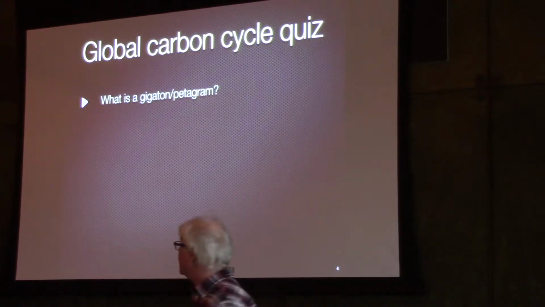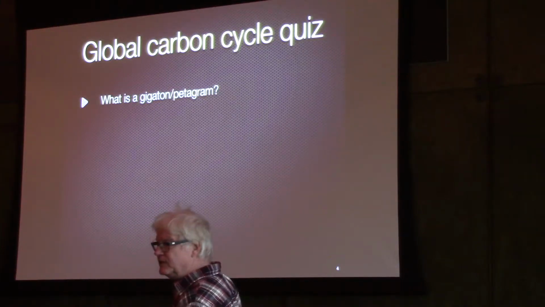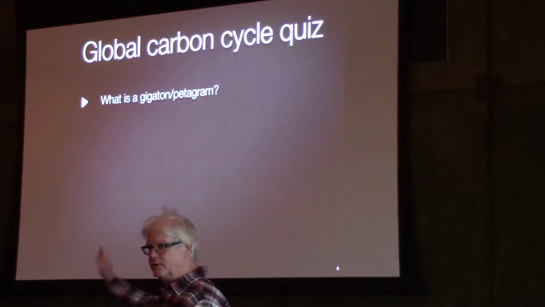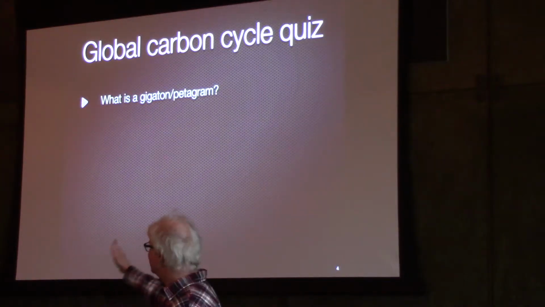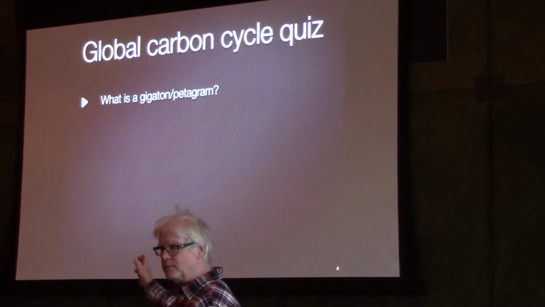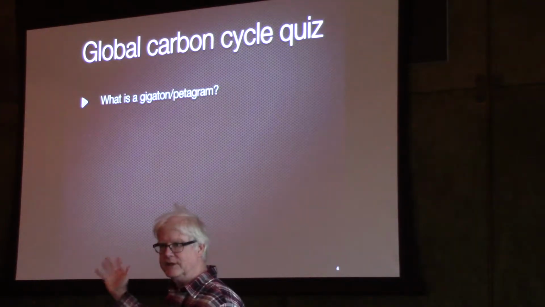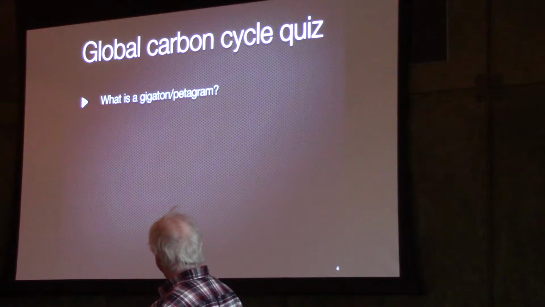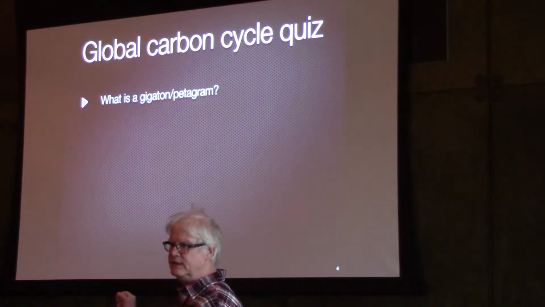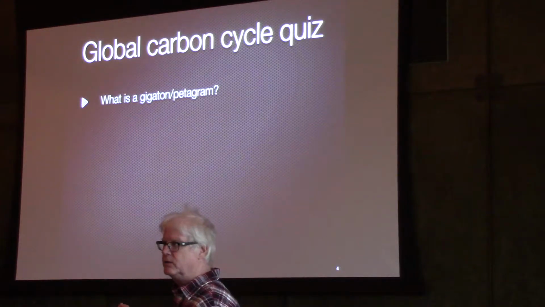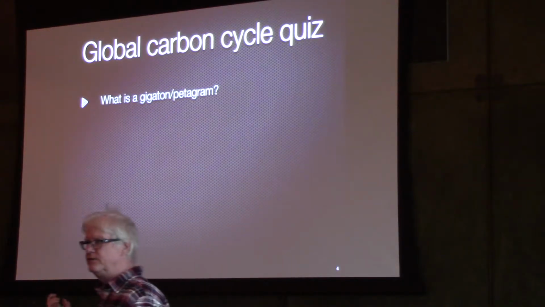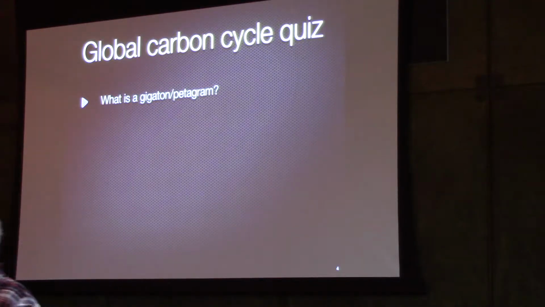So I'm not just asking this so I can show you that I'm smarter than you, because I know that's not the case, but it's an important measurement of carbon burial on a global scale, and that's why we need to know what it is. So it is 10 to the 15th grams, okay? So a gigaton or a petagram of carbon is 10 to the 15th grams of carbon, okay?